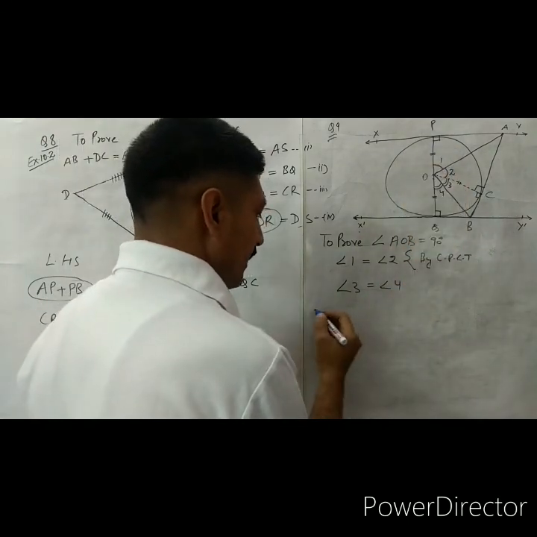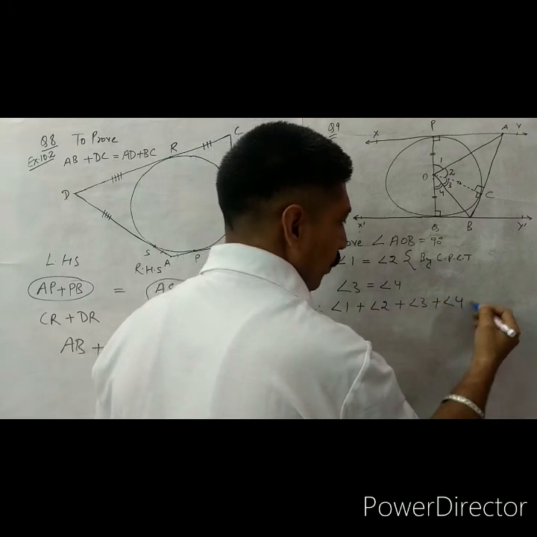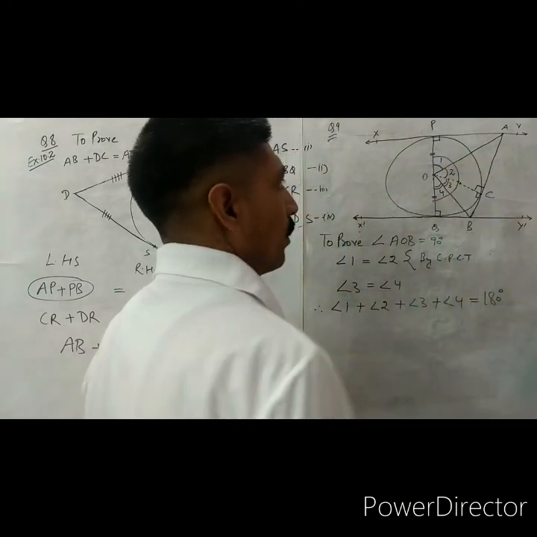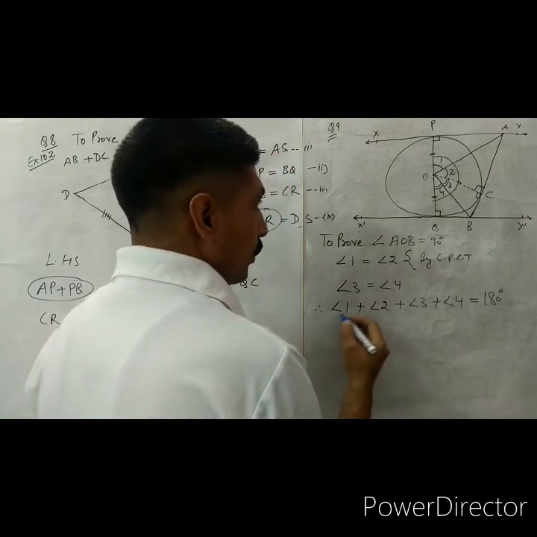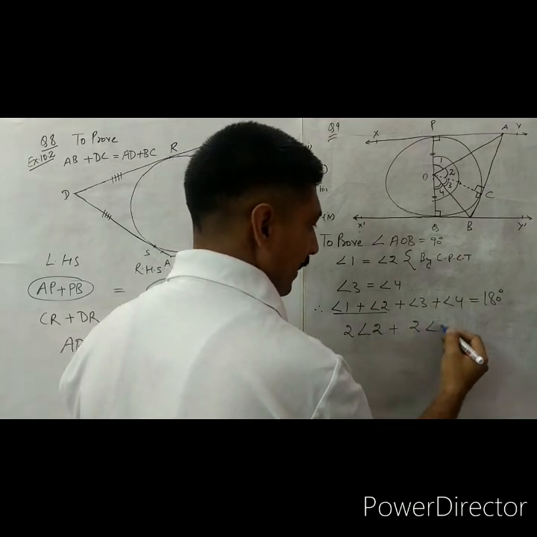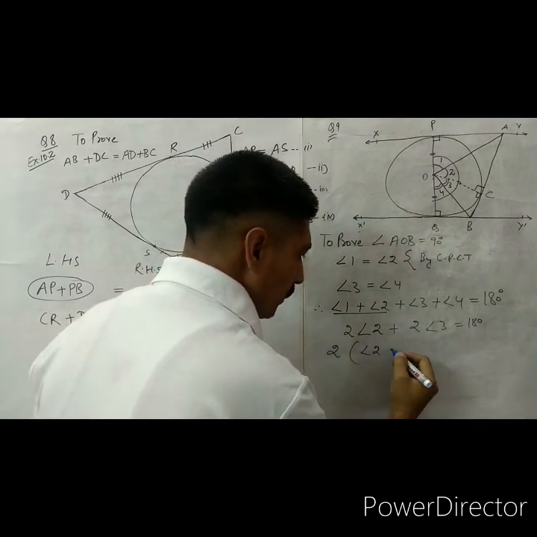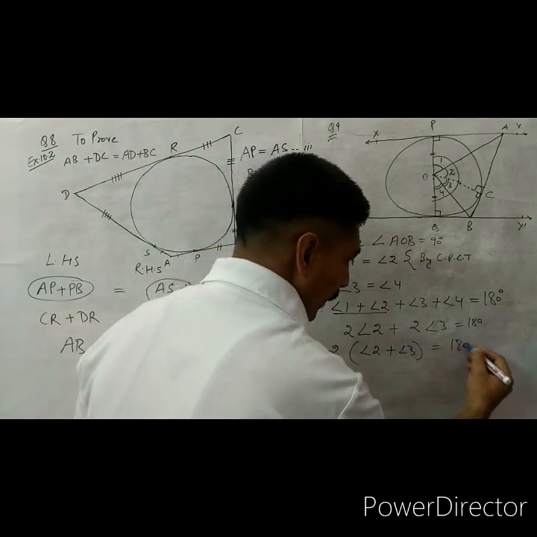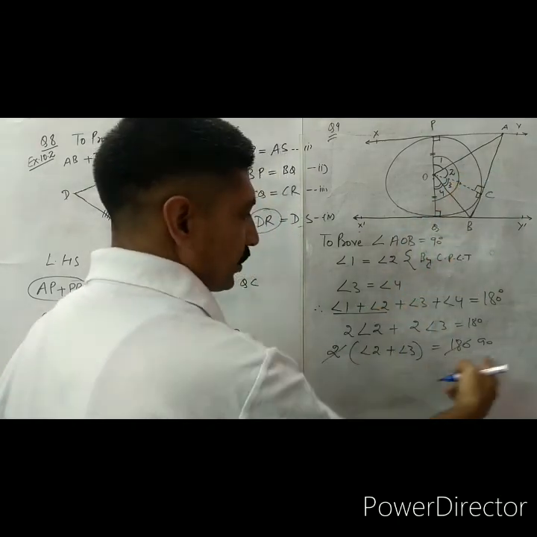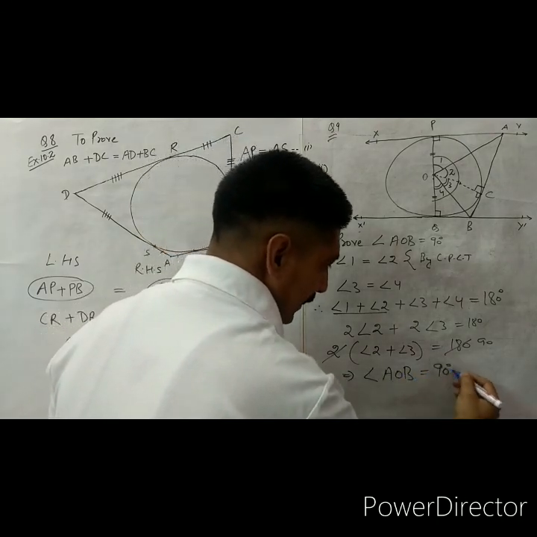PQ is the diameter. Therefore angle 1 plus angle 2 plus angle 3 plus angle 4 is always equal to 180 degrees. This is a straight angle, 180 degrees. So we can write that twice angle 2 plus twice angle 3 is equal to 180 degrees. Take 2 common: angle 2 plus angle 3 is equal to 90 degrees. So this implies that angle AOB is equal to 90 degrees.